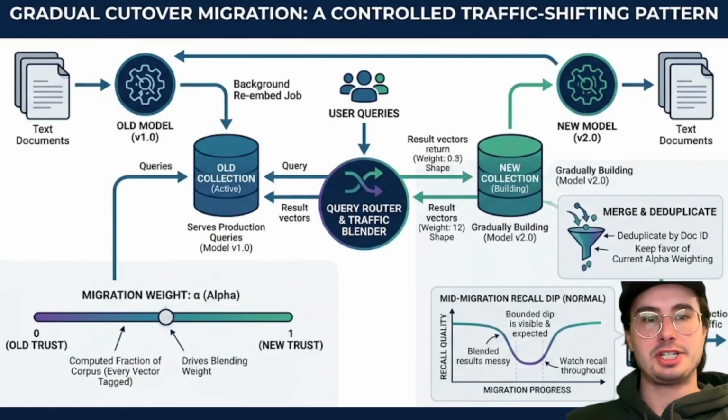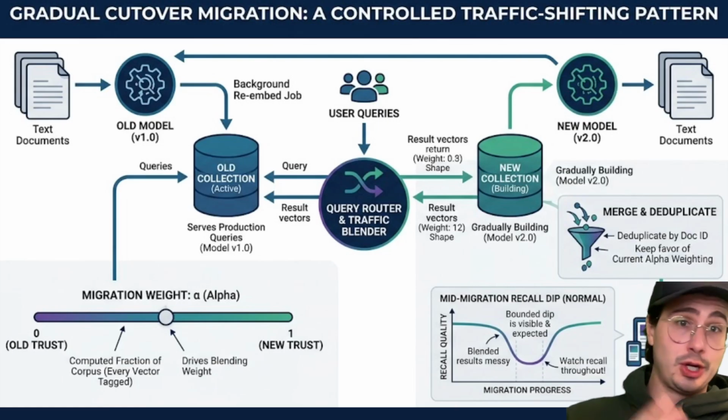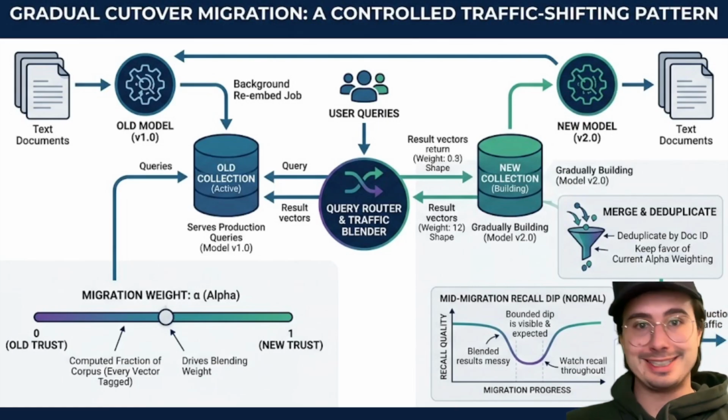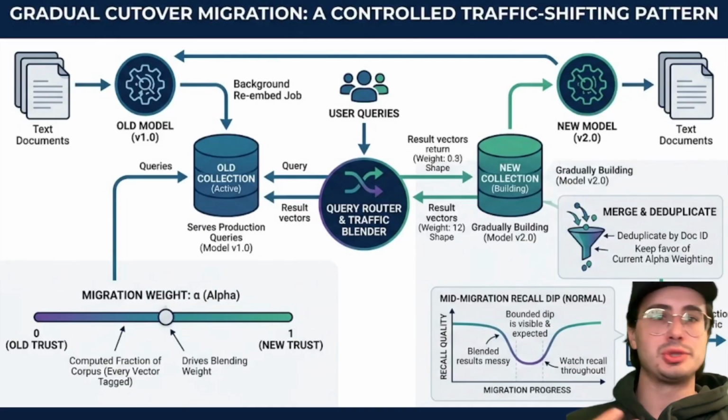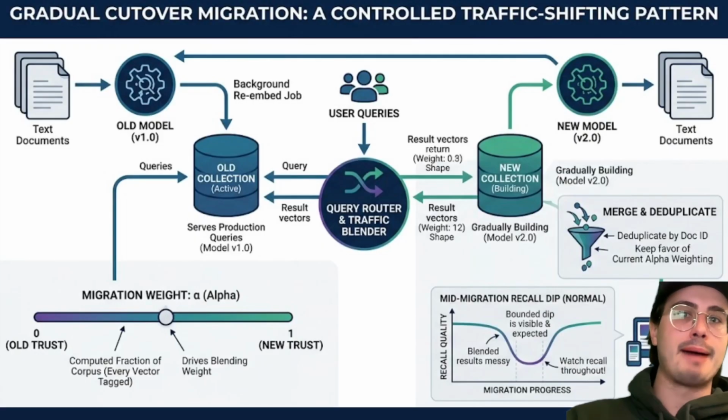Now, the second strategy I have for you is the gradual dual index cutover migration. So basically, you have two indexes with a gradual cutover, and the strategy exists for the case when a full reindex is too slow or too expensive to do all at once. So you run both the old and new indexes simultaneously, route queries to both, and shift traffic gradually while the re-embedding happens in the background.